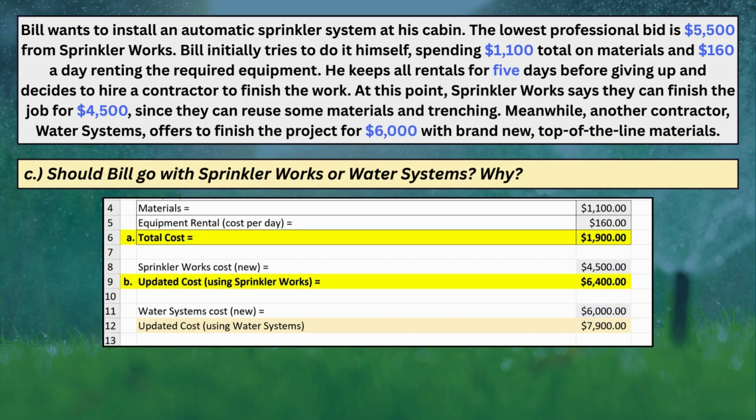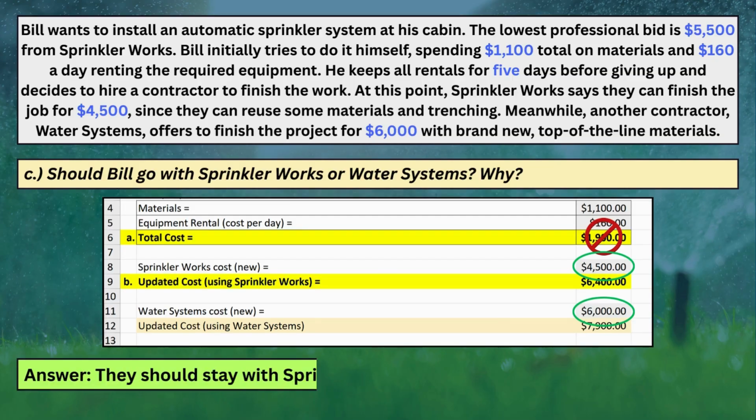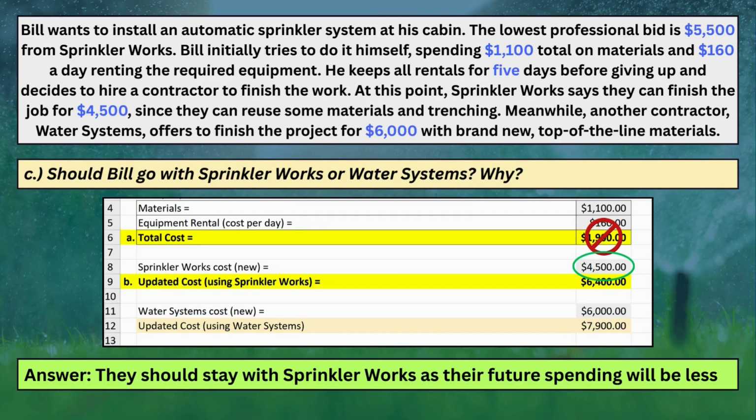But the $1,900 Bill has already spent is gone no matter what. It's a sunk cost. What really matters are the future costs: $4,500 to finish with Sprinkler Works and $6,000 to finish with Water Systems. Since $4,500 is less, the smart choice is to stick with Sprinkler Works.